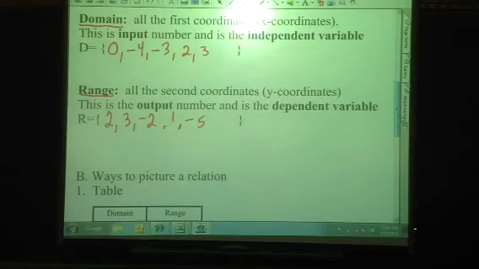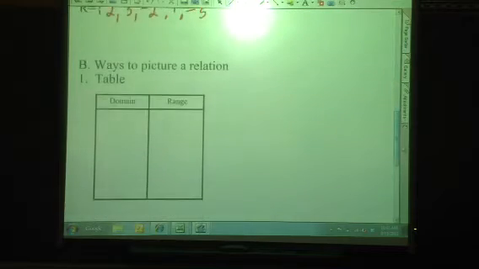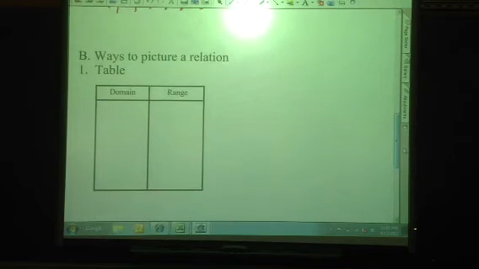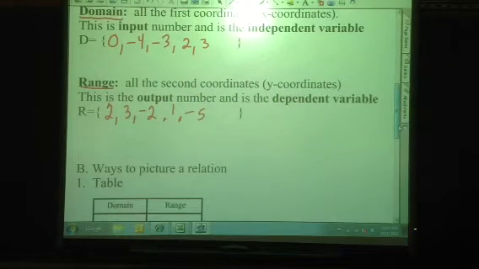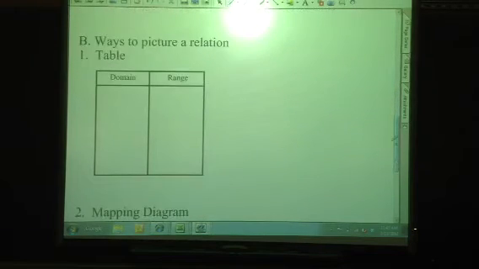And what we can do is we can take that domain and range and we can picture them 2 ways. The first way we can picture them is in a table. And all we will do is make a table with 2 columns. And the left column will be the numbers within our domain. Let me remind you of what those were. 0, -4, -3, 2, and 3.